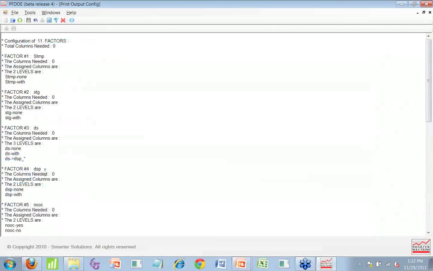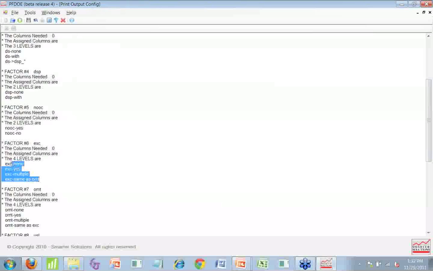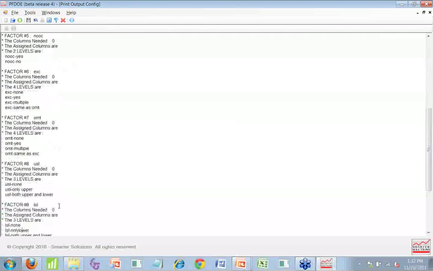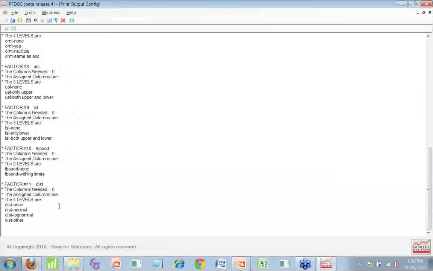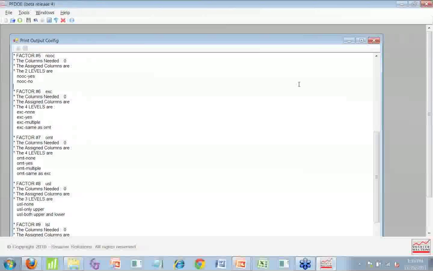Factor 4, called DSP, has none and with. Factor 5 has 2 levels. Now factor 6 has 4 levels, and the same goes for factor 7. Factor 8 has 3 levels, and factor 9 has 3 levels. Factor 10 has 2 levels. Factor 11 has 4 levels. So this is basically what we have here for our particular input to our design.